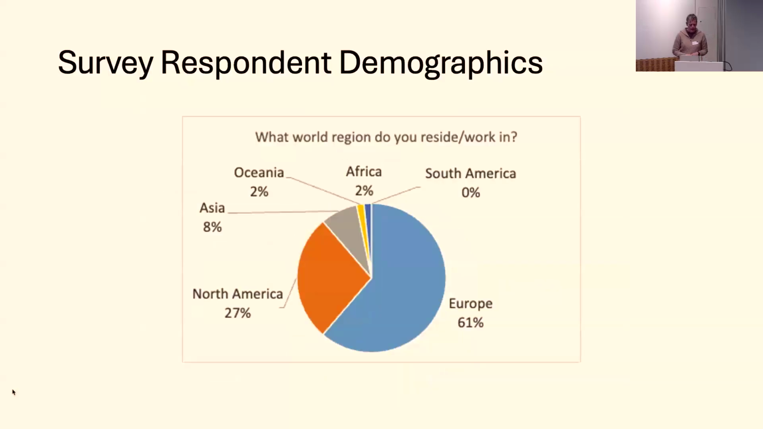Okay, and then the last demographics question is, what world region do you reside or work in? So we had pretty good responses from Europe and North America, and then much fewer responses from the rest of the world, which is not surprising given where we are, and also that our channels still need to grow into other areas of the world. Okay, so that's the demographics, just to give you an idea of who responded.